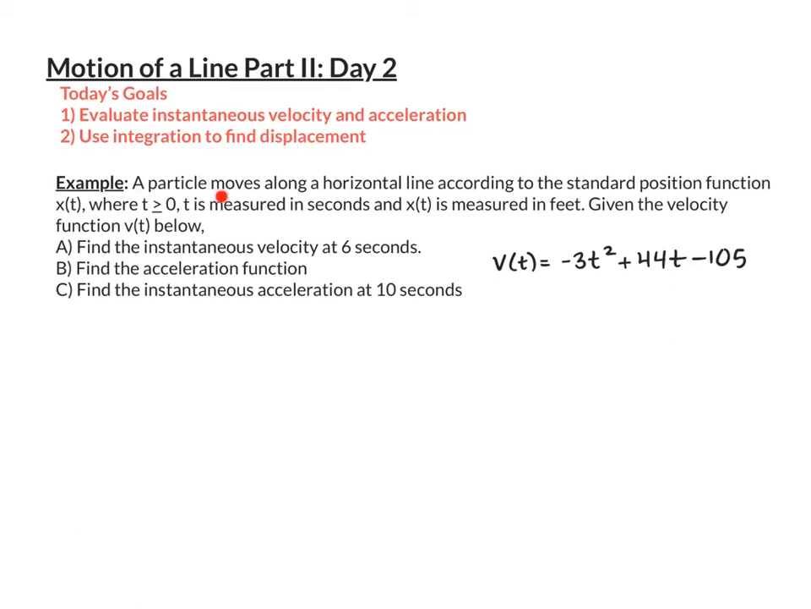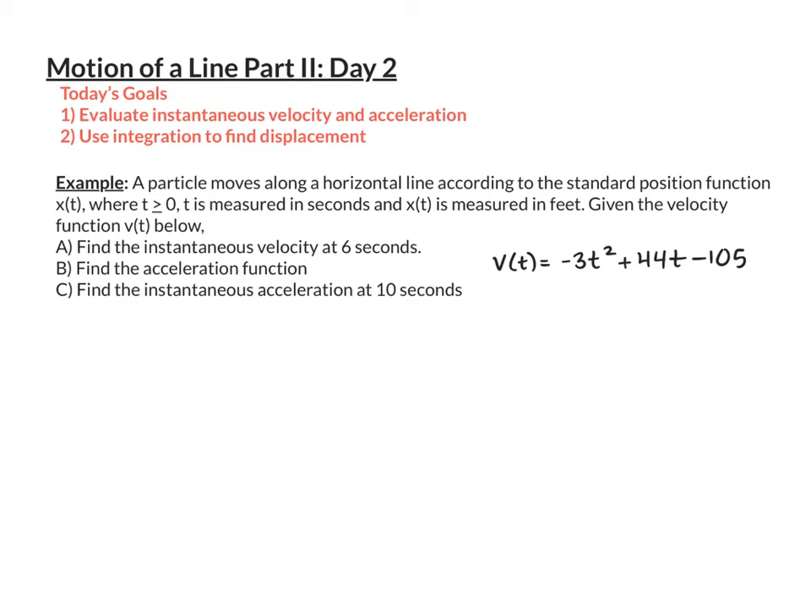It says a particle moves along a horizontal line according to the standard position function x of t, where time is greater than or equal to 0, time is measured in seconds, and x of t is measured in feet. Given the velocity function below, find the instantaneous velocity at 6 seconds, find the acceleration function, and find the instantaneous acceleration at 10 seconds.